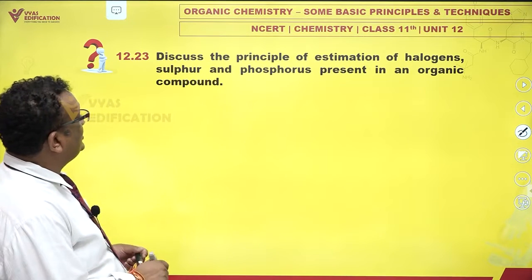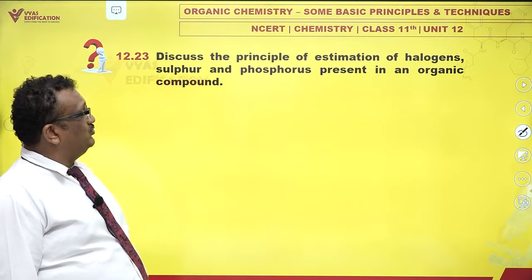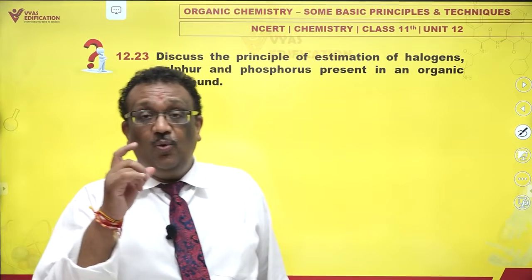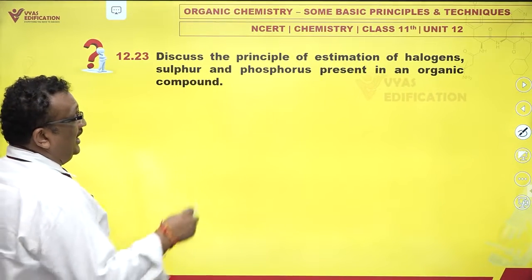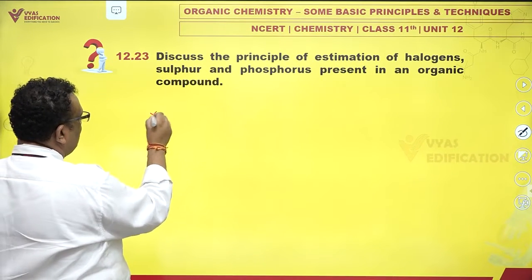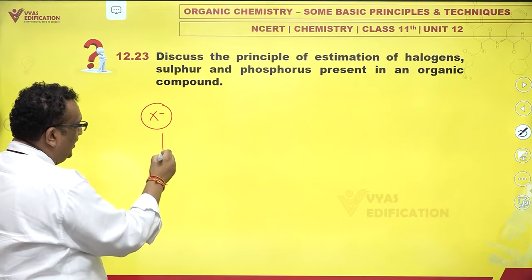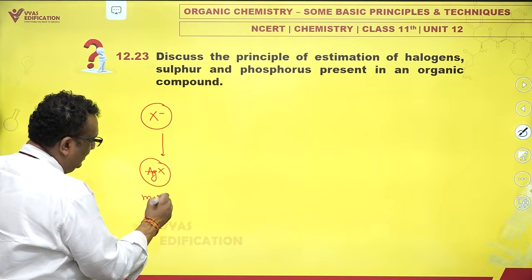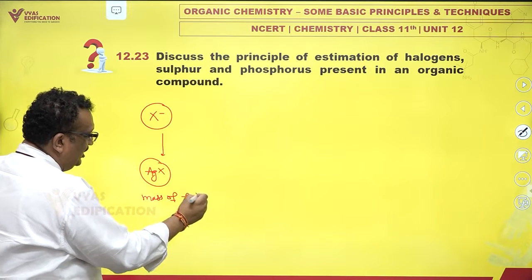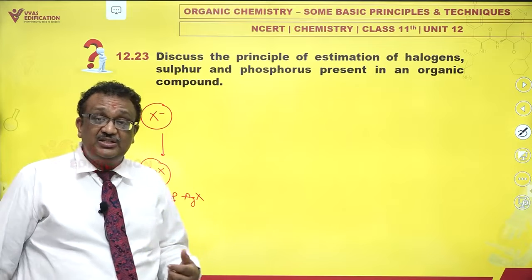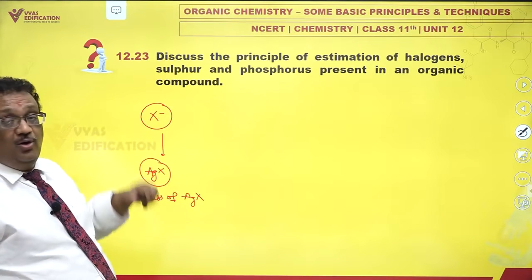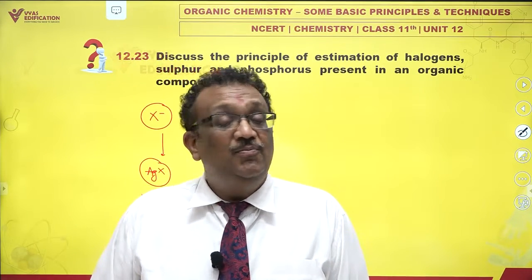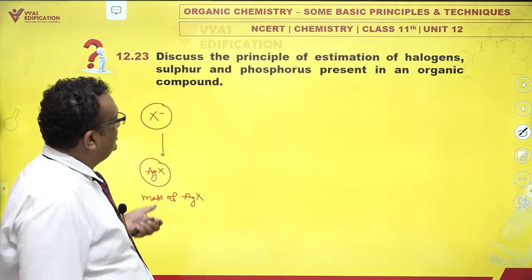Discuss the principle of estimation of halogens, sulfur and phosphorus present in the organic compound. Now, if you want to estimate how much of these is present, see, halogens are oxidized and separated as halides. They are precipitated as AgX, and the mass of AgX can be measured. You can calculate moles of AgX, and from there you can get moles of X, and accordingly the percentage of halogen in the original organic compound. A very standard, regular principle for estimation of halides.